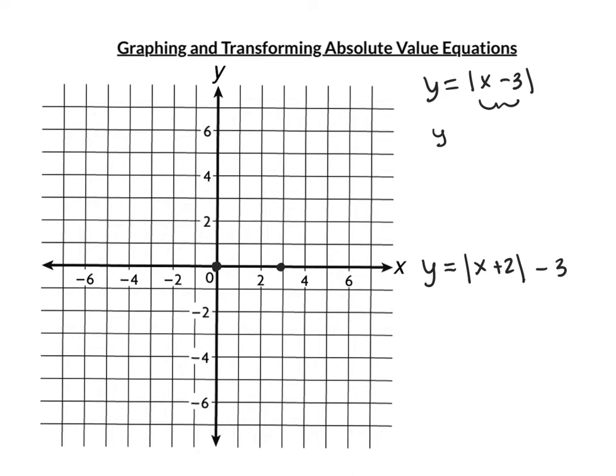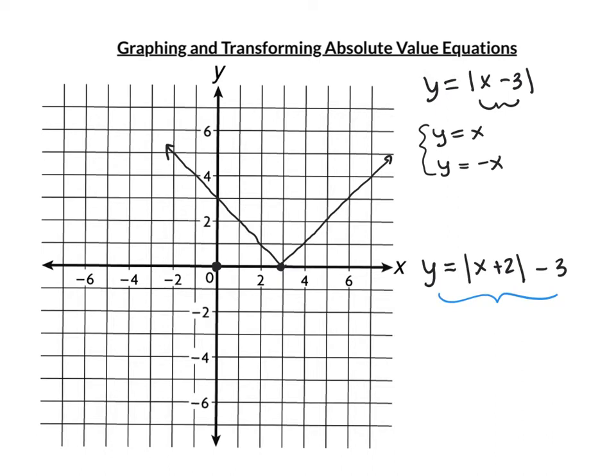Remember how the equations were y equals x and y equals negative x, understanding that y could never be negative. The slopes are 1 and -1 on each side. It's exactly the same graph, just shifted 3 to the right. Let's take a look at this one.